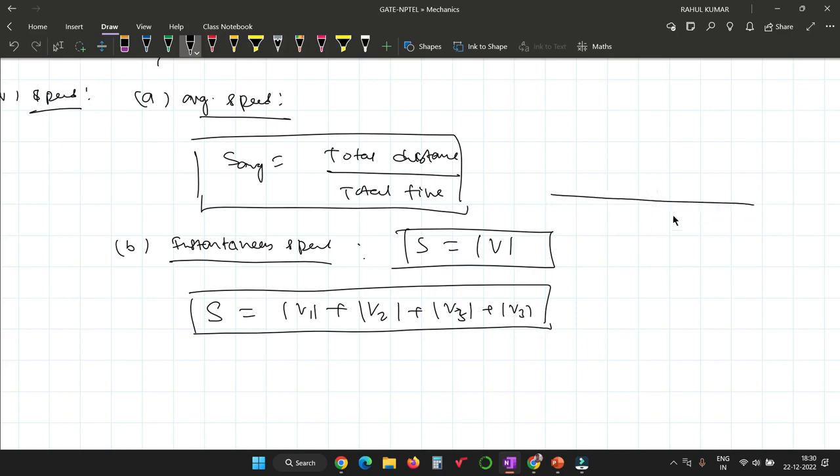Because if the particle is moving in some direction, and suppose the velocity at a certain time is like this, what will happen for the instantaneous speed? It will give the positive value of this. So that's why instantaneous speed is nothing but the modulus of velocity v, the modulus of the instantaneous velocity at that certain instant of time.